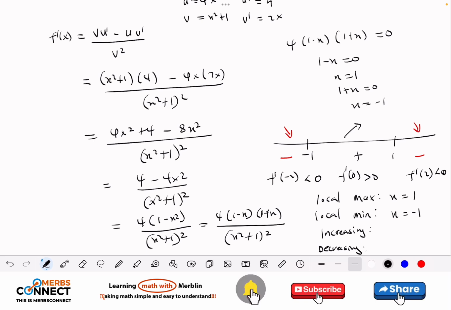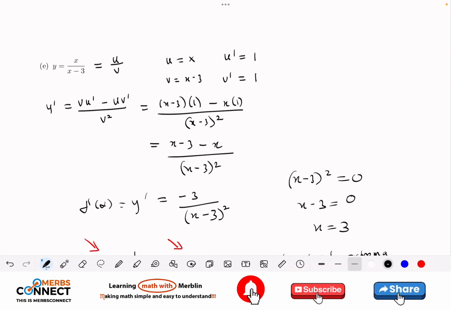So increasing is just this in between minus 1 and 1. So you are going to have minus 1, 1, and then the decreasing interval is going to be from minus infinity to minus 1 union from 1 to positive infinity. So that's what we are going to get with that, right? So see, it's very nice.